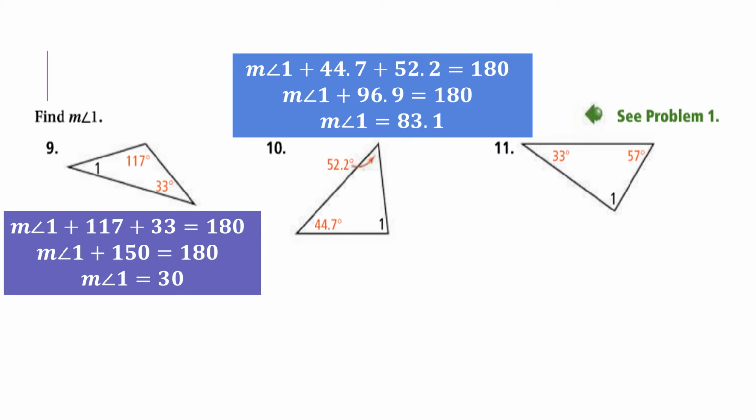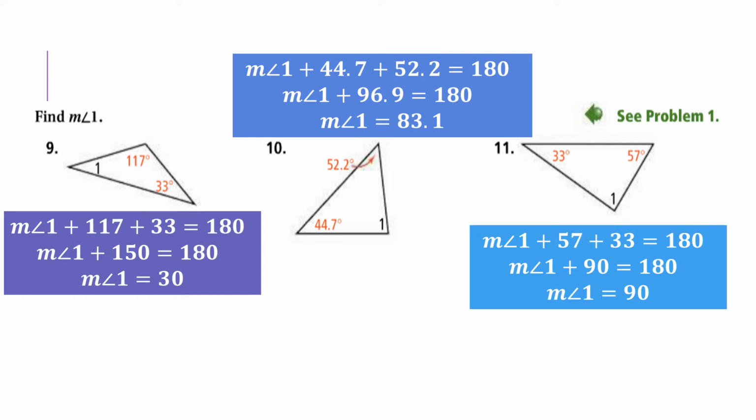So for number 10, here is your work for that. 44.7 plus 52.2 equals 96.9, and 180 minus 96.9 is 83.1. For number 11, 33 plus 57 is 90, and 180 minus 90 would also be 90 degrees.